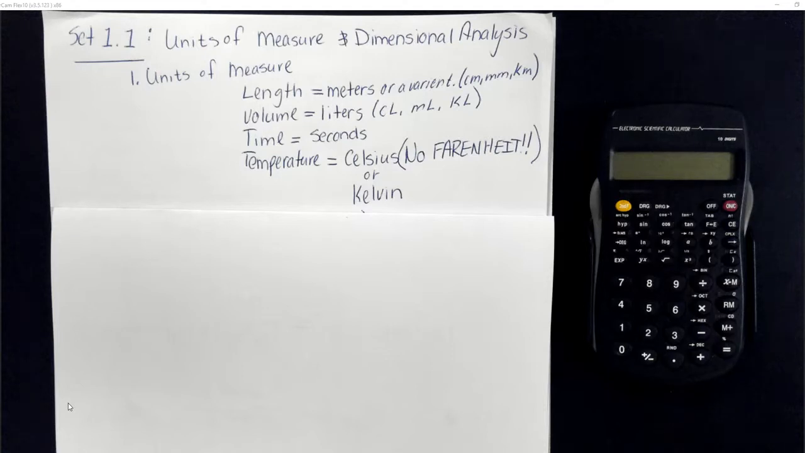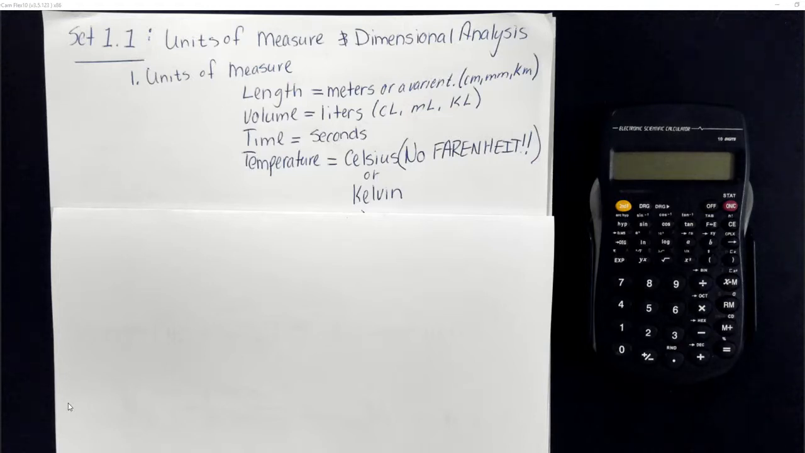We have four different things that we can measure in science. That's length, volume, time, and temperature. Length is in meters or a variant, and what I mean by variant is it could be centimeters, millimeters, or kilometers. That's basically adding a prefix to the word meter to denote what type of numerical value it has. Centimeters, there's 100 of those to 1 meter, there are 1,000 millimeters to 1 meter, and there are 1,000 meters to 1 kilometer, so forth and so on. We'll get into detail about that in a bit.